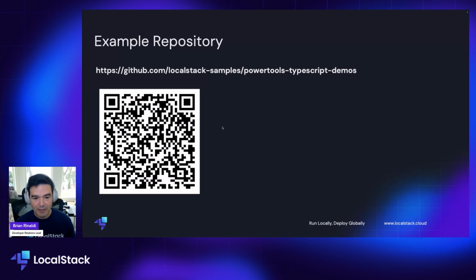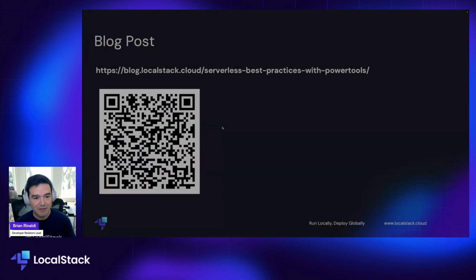If you want to actually look at that code, it is available on GitHub. It's in the PowerTools TypeScript demos repository, or you can just click that QR code that's right there and you can go there. So I'll give you a second to click that if you're interested in actually pulling down those demos and running them yourself. They'll work obviously in LocalStack, which is where I showed them, but everything will also deploy to AWS exactly as is. No changes needed.